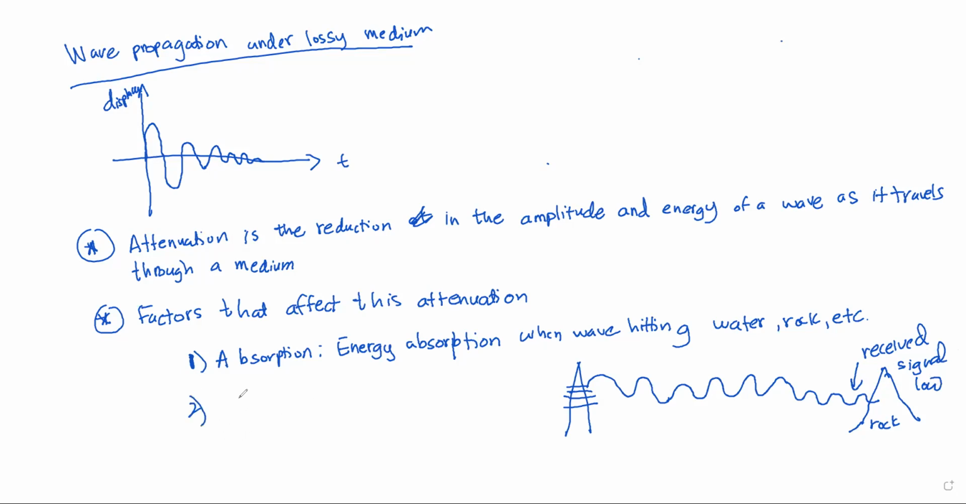Another thing is the scattering effect. The scattering effect can occur once the wave hits a certain obstacle, and parts of the wave move in all directions. It hits a certain obstacle, and it changes its direction.